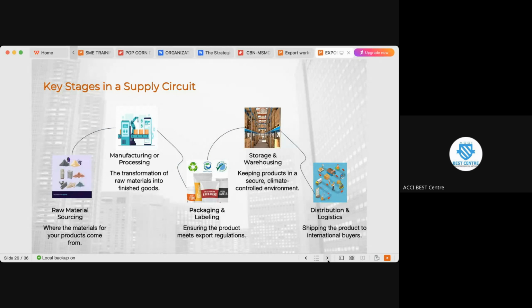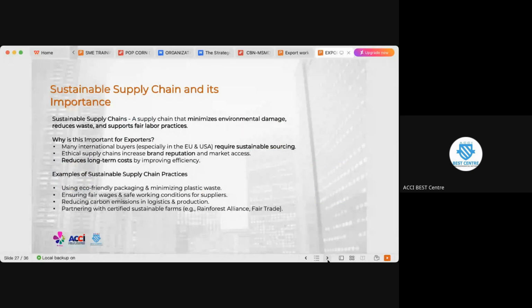This is very important because it takes a chunk of money if it is not done right. It will help your business and it will also make the business not so profitable. Then your distribution and logistics. That's another one on its own that needs special attention.